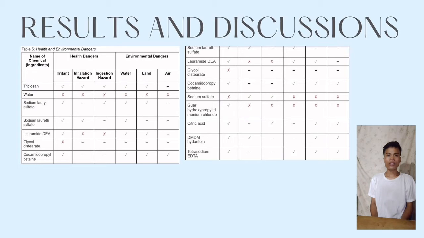Their health dangers are identified as whether they are irritant, inhalation, or ingestion hazards. Likewise, their environmental dangers are identified as whether they bring danger to water, land, or air. The check mark signs in the table indicate that the component is dangerous, and X marks are placed if it's not. And the dash means that there's no information found.